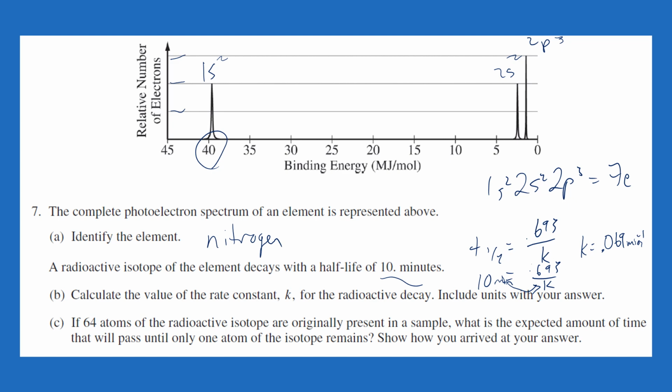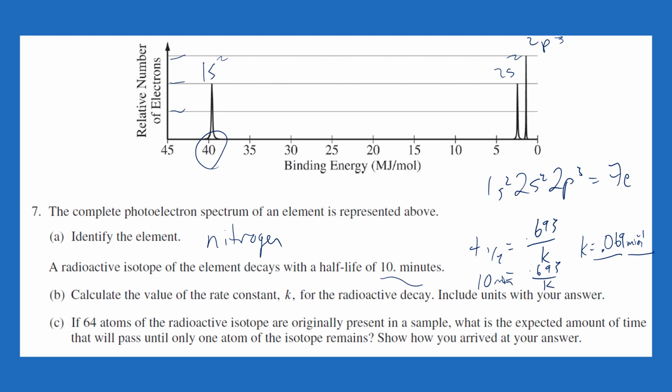And this one was actually 2 points, one for getting the correct value and one for getting the correct unit. You could also just remember that first order reactions always have just the time unit, whatever it is, to the negative 1 as the unit for the rate constant. Now for part C, we have 64 atoms of the radioactive isotope originally present. What is the expected amount of time that will pass until only 1 atom of the isotope remains? Show how you arrived at your answer.